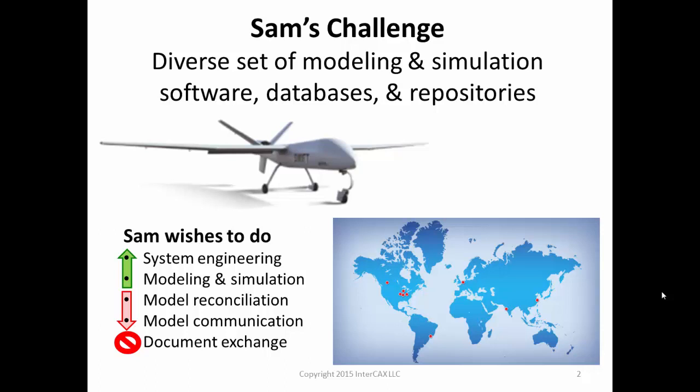Sam will be working with a diverse group of engineers across multiple partners that are geographically distributed. In this project, Sam wishes to focus more on the systems engineering problem at hand and the modeling and simulation of the UAV platform and its variants, rather than communicating and reconciling models between different engineering disciplines and tools. Sam does not want to use documents for exchanging vital systems engineering information.